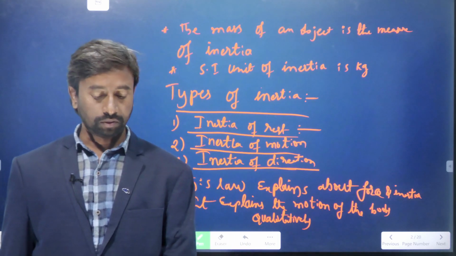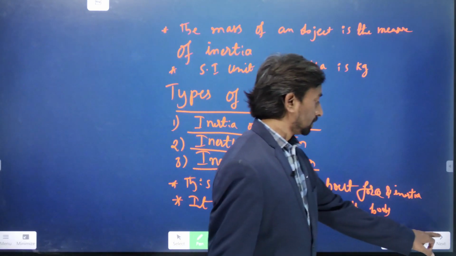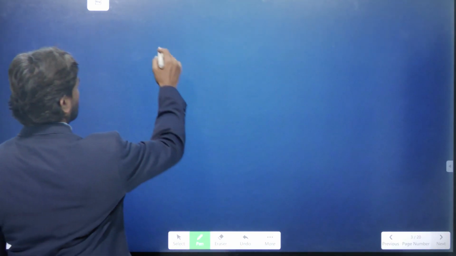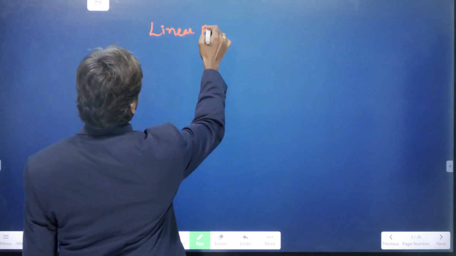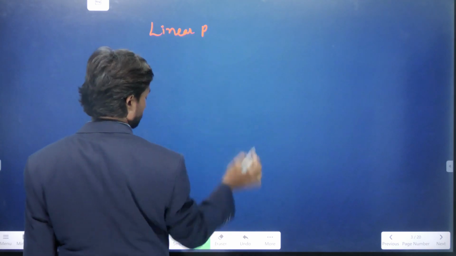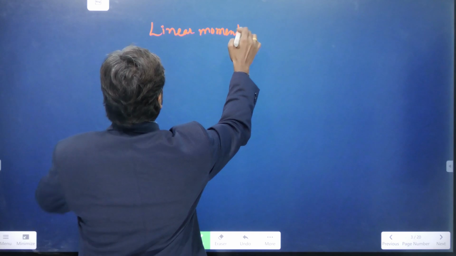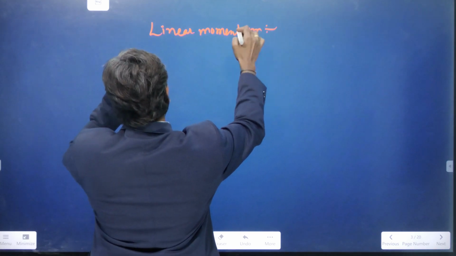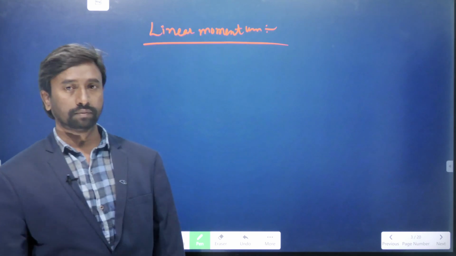Okay, next law we are going to see. Before going to Newton's second law, we will learn some definitions. That is linear momentum. Linear momentum is nothing but the product of mass and velocity. It explains the quantity of motion of the body.